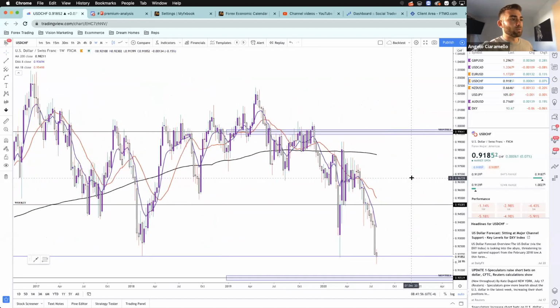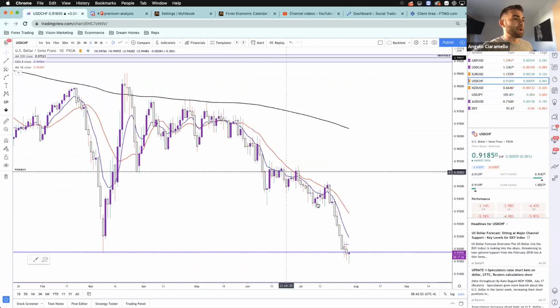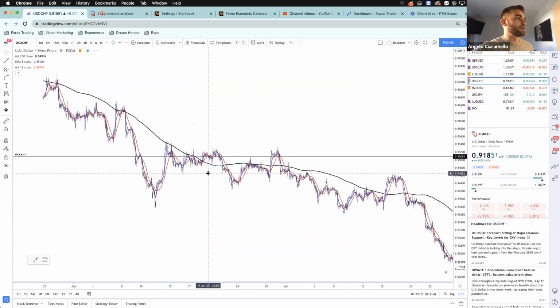So right now we are back at this level. We're rejecting this level. If I start to go down to the daily time frame, everything's obviously bearish. These candles are slowing up, signs of reversal. And then as I come all the way down to the 1-hour time frame, I just want to look back.